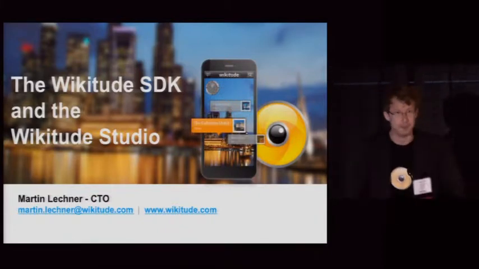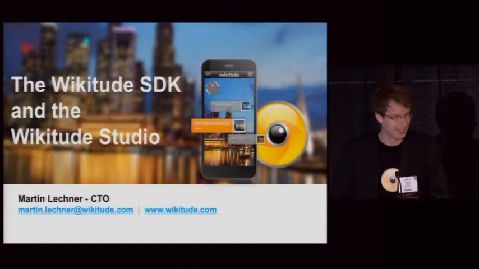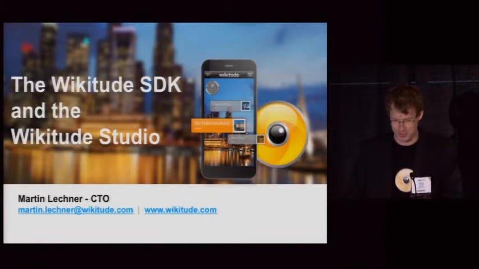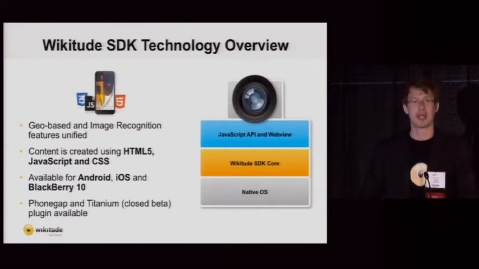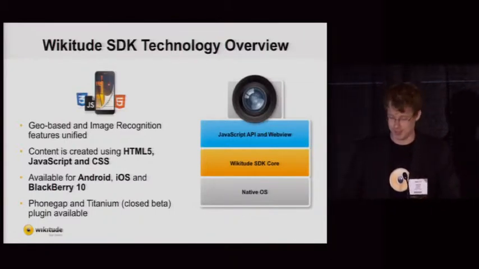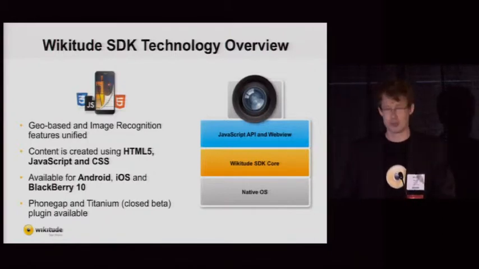Thank you for the introduction. I'm Martin Lechner, CTO of Wikitude, and as we are pretty short on time, I'm just going to jump right into the Wikitude SDK and what we are actually offering you as a developer. First and foremost, the Wikitude SDK combines geo-based and image recognition-based augmented reality. Geo-based is sometimes also referred to as sensor-based AR, with the GPS and accelerometers and sensors like that. The content is created using web technologies with the Wikitude SDK. So things that you know from web-based development like HTML5, JavaScript, CSS can be used in a Wikitude SDK. So this is the API that you're actually working on.